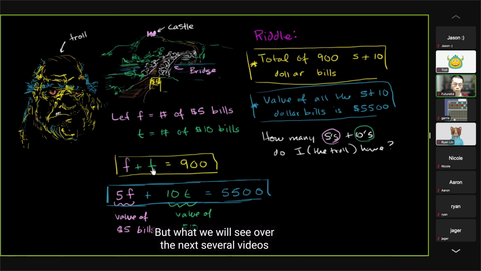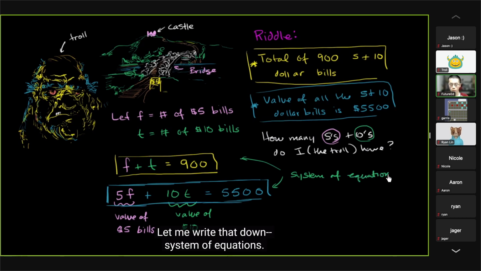But what we will see over the next several videos is that if you use both of this information, if you say that there's an f and a t that has to satisfy both of these equations, then you can find a solution. And this is called a system of equations. This is a system of equations. Let me write that down. System of equations.